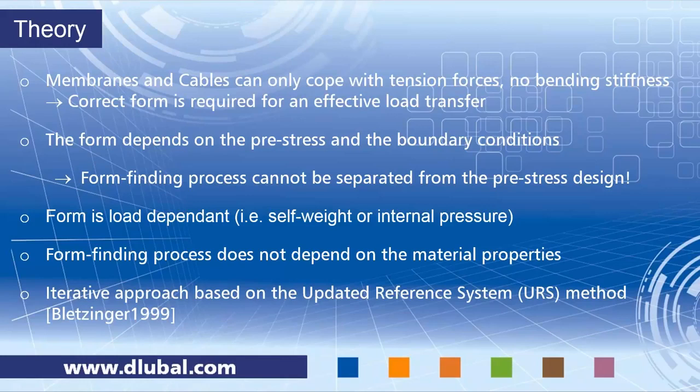So as soon as you change anything on the pre-stress, you have to find the new form depending on this pre-stress. So you either define the boundary conditions in the pre-stress and then the form is calculated, or you do it the other way around. You define the form that you want to have at the end and define the boundary conditions, and then the required pre-stress is calculated. But they are really connected and can't be separated.